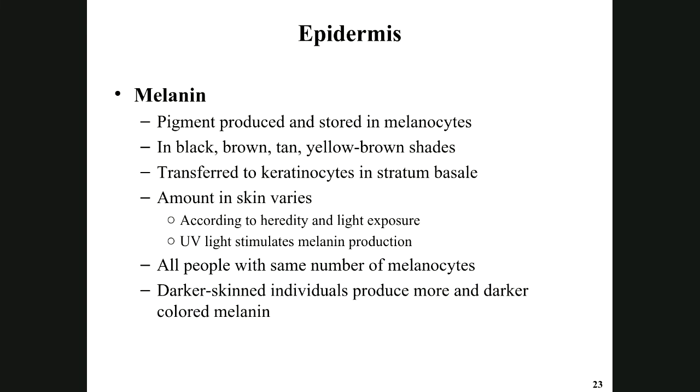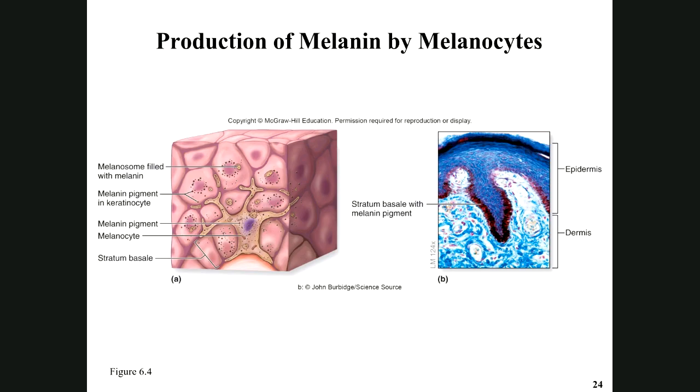The other pigment which we have in our skin is called melanin. Look at this picture. In this picture, you can see the melanocyte. And I told you that the melanocyte has many feet processes. The processes penetrate between keratinocytes, and the function of the melanocyte is making and storing melanin. It can make the color of the skin black, brown, tan, and yellow-brown shades.